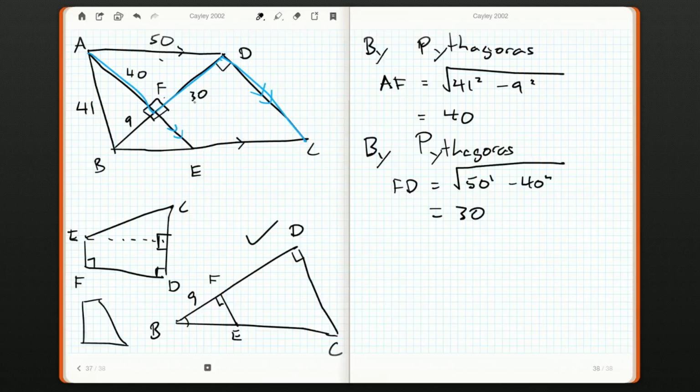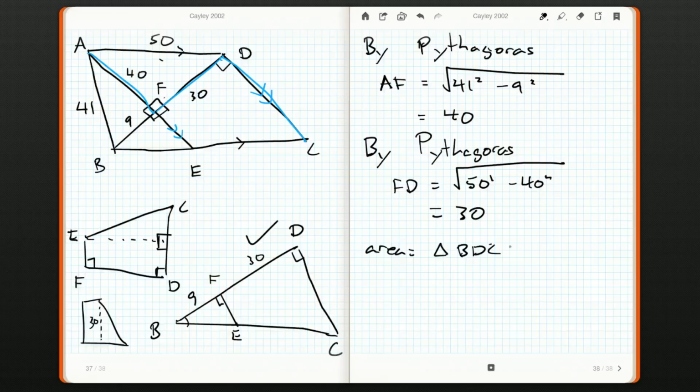So, however we're doing this, if we're looking at it as a trapezoid, we now know the height is going to be 30. Or if we're looking at it as a rectangle plus a right angle triangle, we've got a side length of 30 here. But I'm going to go with this similar triangles method. So I got a 30 here. So the area is triangle BDC minus triangle BFE.